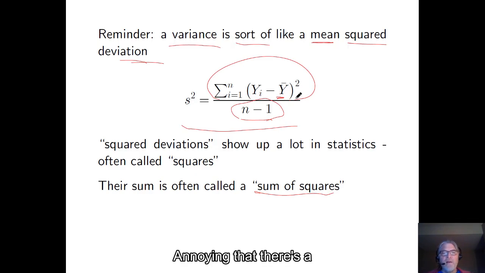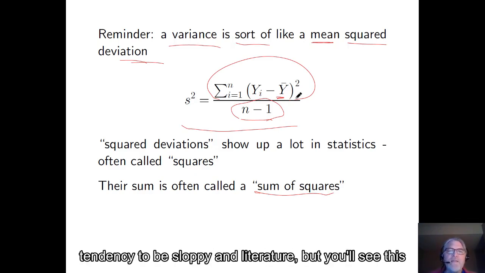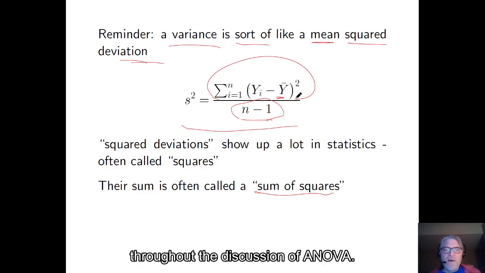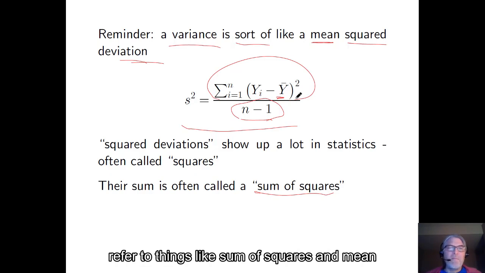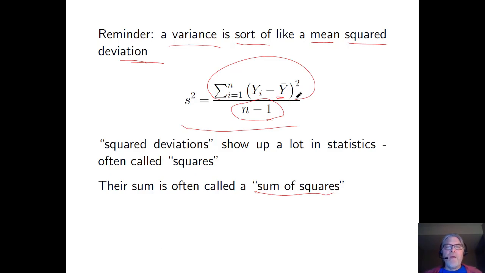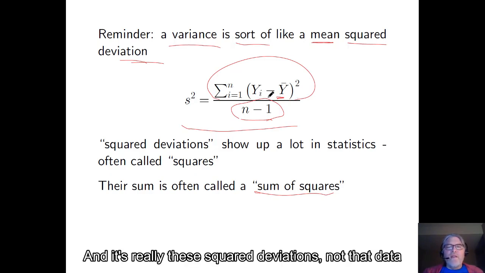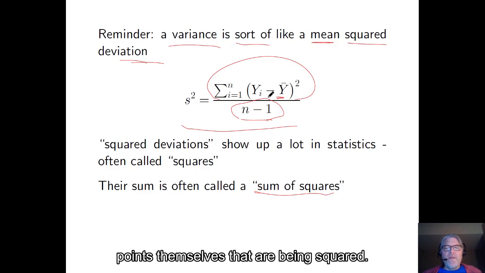So it's a little annoying that there's a tendency to be sloppy in the literature, but you'll see this throughout the discussion of ANOVA: the general terminology that people use is going to refer to things like sum of squares and mean squares. And it's really these squared deviations, not the data points themselves, that are being squared.